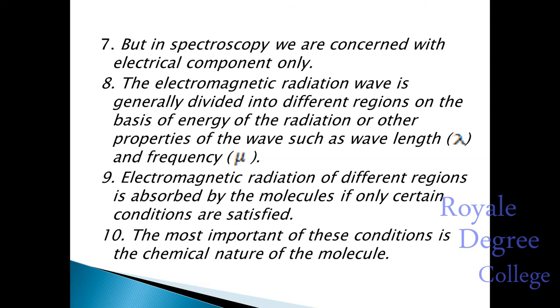So the electromagnetic radiation wave is generally divided into different regions on the basis of energy of the radiation or other properties of waves such as wavelength and frequency. So electromagnetic radiation of different regions is absorbed by the molecules only if certain conditions are satisfied. Then the most important of these conditions is the chemical nature of the molecule.